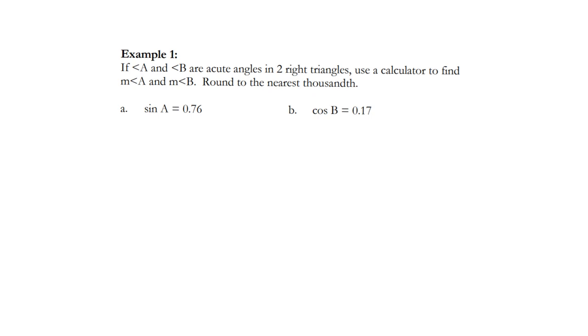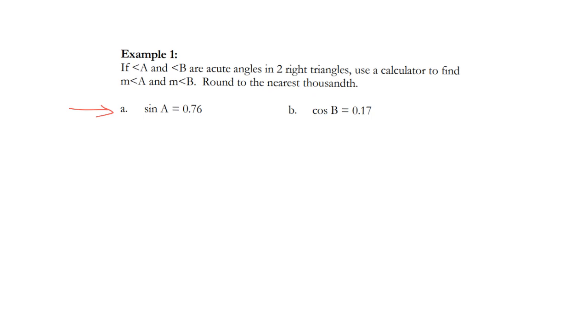Okay, so let's use that knowledge. I know, like I said, it was a little messy on the previous screen, but this is going to make more sense. So if angle A and angle B are acute angles in two right triangles, use a calculator to find the measure of angle A and the measure of angle B, round to the nearest thousandth. Okay, so here is the deal. Sine of A equals 0.76.